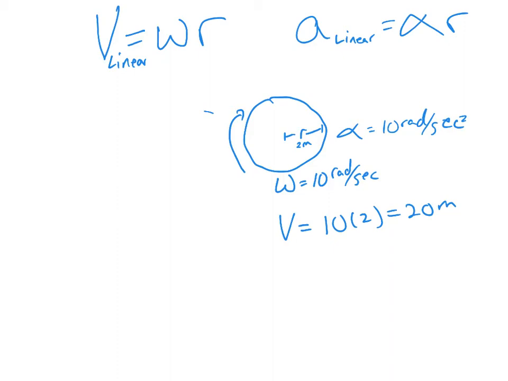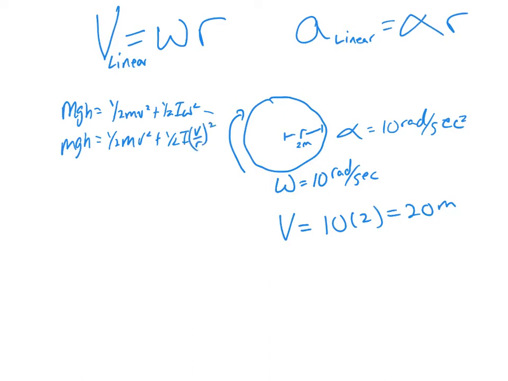All right, and the reason that's important is sometimes, for example, whenever you're trying to get mgh and you're converting that into kinetic and rotational kinetic energy, you have 1/2 mv squared, and you also have 1/2 I omega squared. Well, let's say that you don't know what your omega is, but you know what your velocity is. So one of the things you can do is rewrite this and say mgh equals 1/2 mv squared plus 1/2 I (v over r) squared. So you can replace those variables, and sometimes that comes in handy.